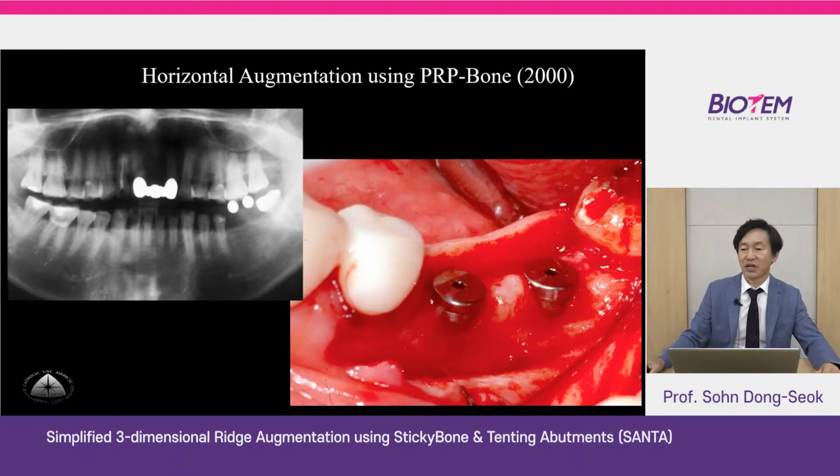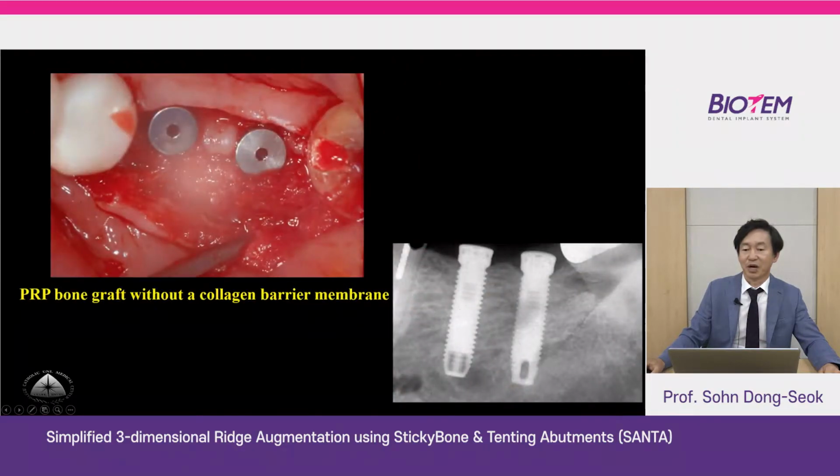I'd like to share some cases using PRP bone. After implant placement, you can see the huge horizontal defect here. So PRP bone was grafted without a collagen barrier membrane, because PRP bone is secured with the fibrin network, so the collagen barrier membrane is not required in most cases of horizontal augmentation.